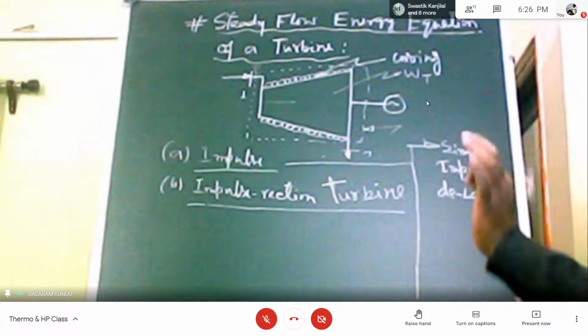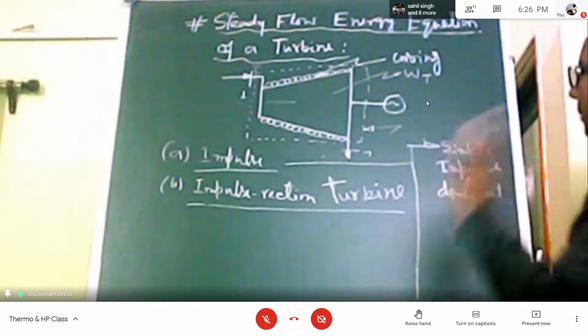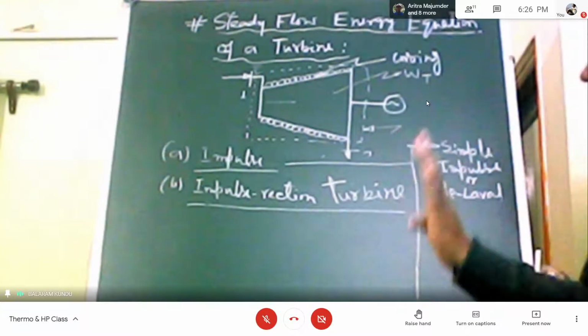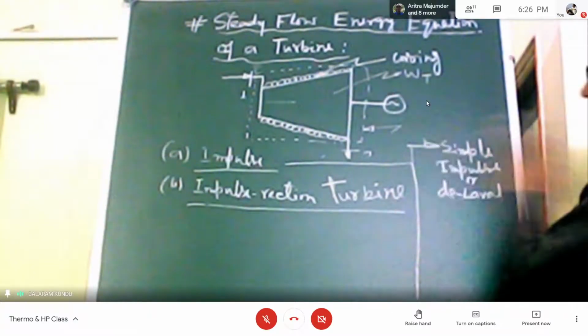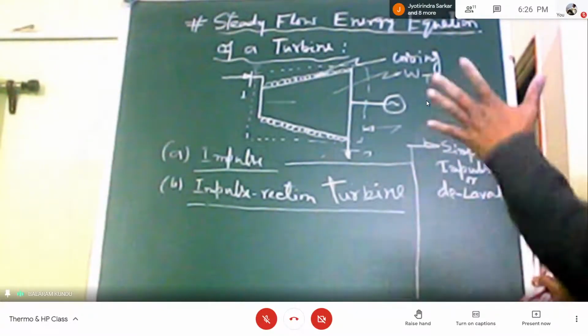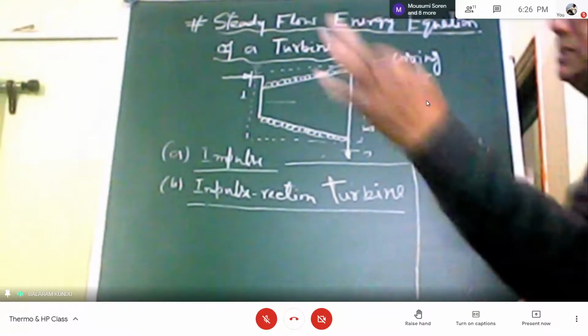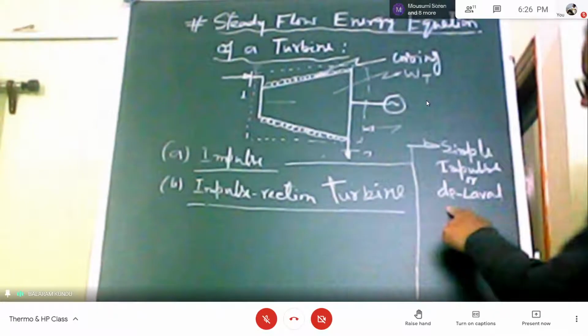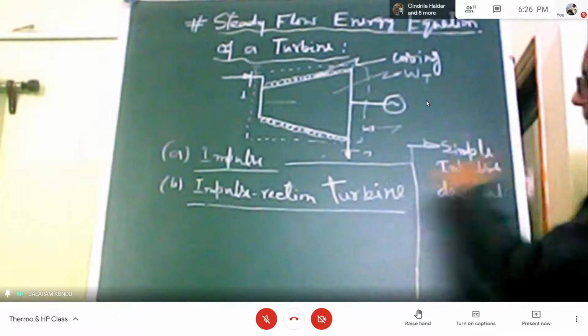If the power requirement is very small, this type of turbine can be used. Sometimes it is also called a De Laval turbine. Another naming is also there, De Laval nozzle, that is a convergent divergent nozzle, which is a different issue. So here, De Laval turbine or simple impulse turbine.